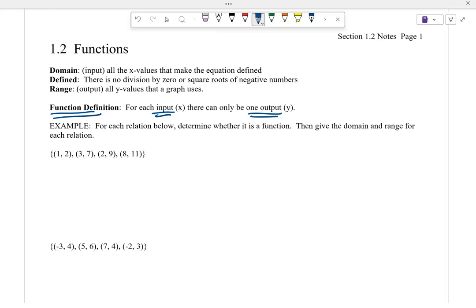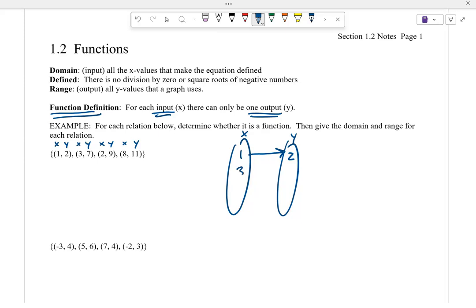And so there's different ways to look at this. This is a set of ordered pairs, this relation. So you've got all these x's and y's. And notice, I'm going to go ahead and do it this way with my x's and my y's. Notice my 1 input outputs a 2. And then my 3 outputs a 7. 3 is paired with 7. 3 is the x, 7 is the y. The 2 outputs a 9, and then the 8 outputs 11.